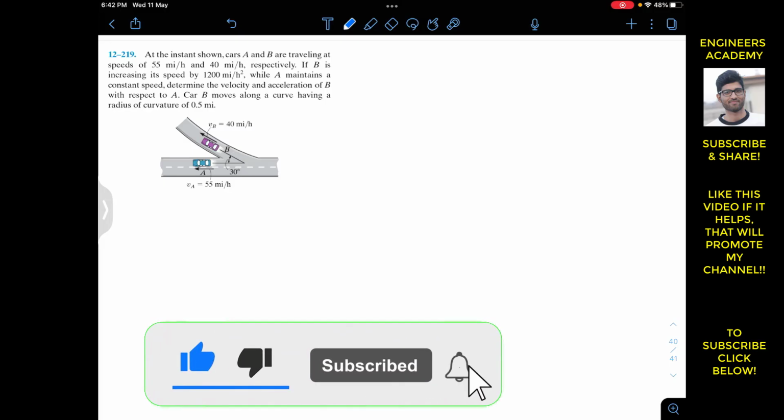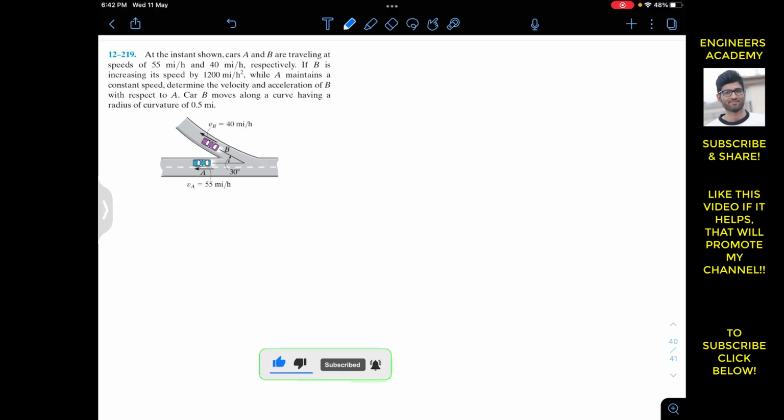Now we are going to solve this problem from chapter 12, Hibbeler dynamics. The problem says that at the instant shown, cars A and B are traveling at speeds of 55 mile per hour and 40 mile per hour respectively. If B is increasing its speed by 1200 mile per hour squared while A maintains a constant speed, determine the velocity and acceleration of B with respect to A. Car B moves along a curve having radius of curvature equal to 0.5 mile.